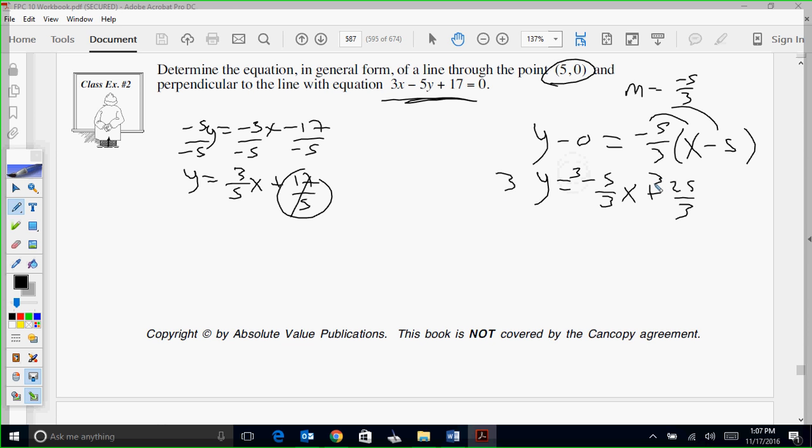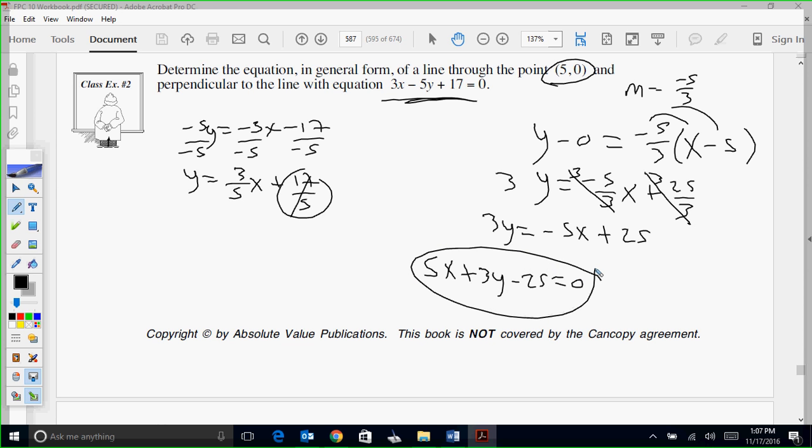Okay, so that's gone. That's gone. I have 3y equals negative 5x plus 25. Again, the book's going to make the x's positive, so I'll move them to the left. I'll add the 5x and minus 25. And that's your answer. You're starting to see how all these things fold together. They all come around to each other.